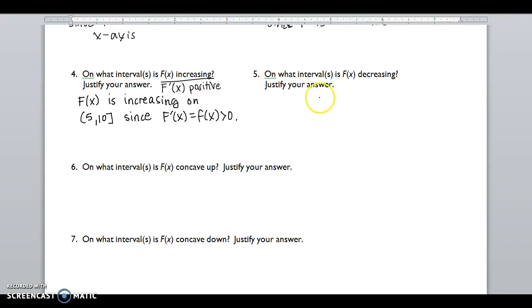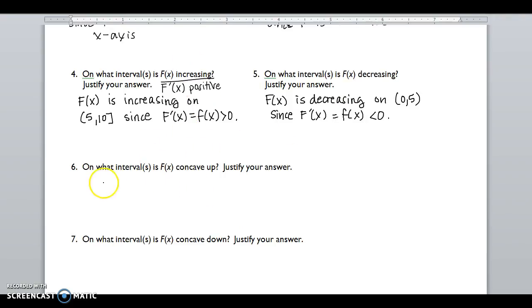Same kind of answer for number 5. F of x is decreasing on the interval from 0 to 5, since f prime of x, which equals f of x, is less than 0.